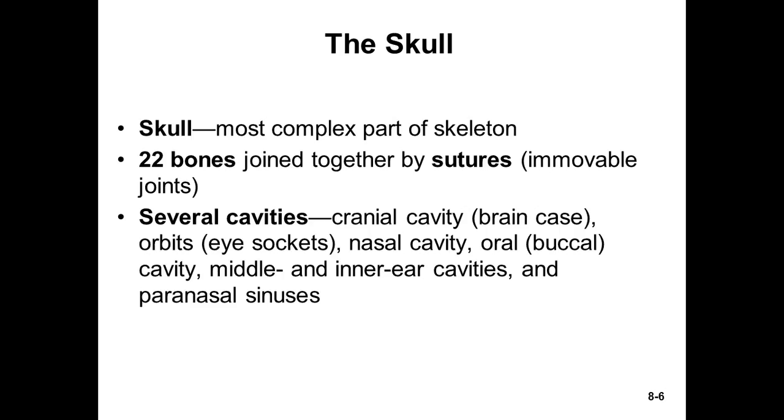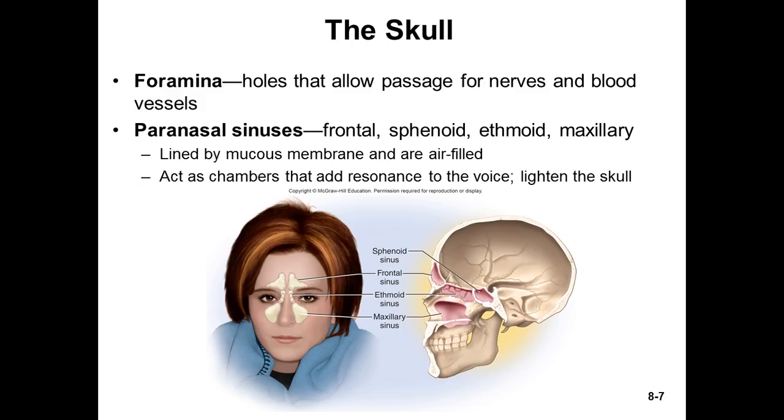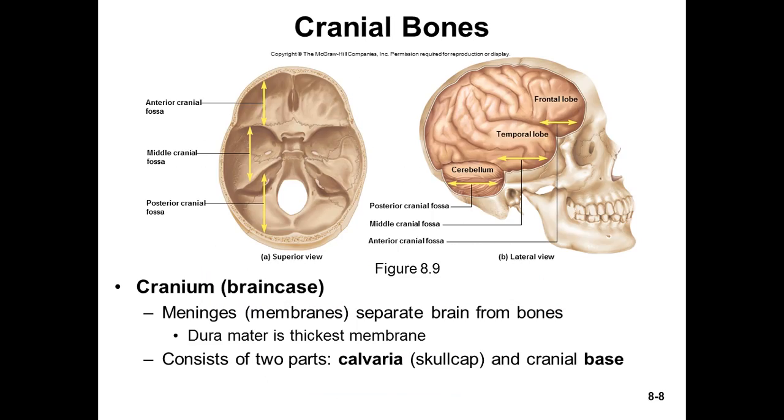So the purpose of your sinuses really is to lighten the skull bones. The cranial bones, cranium, here they are: frontal, sphenoid, foramina, which allow passage for nerves and blood vessels. And like I said, the sinuses are lined by the mucous membrane and are air filled. They act as a chamber that adds resonance to the voice, and it lightens your skull.